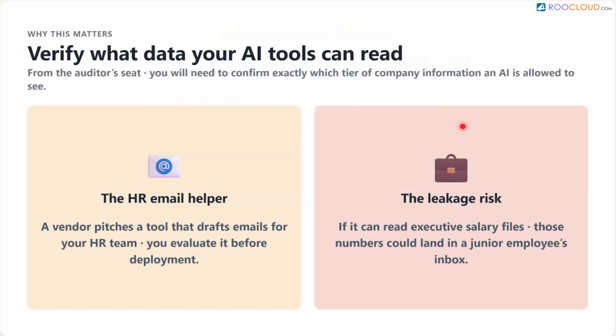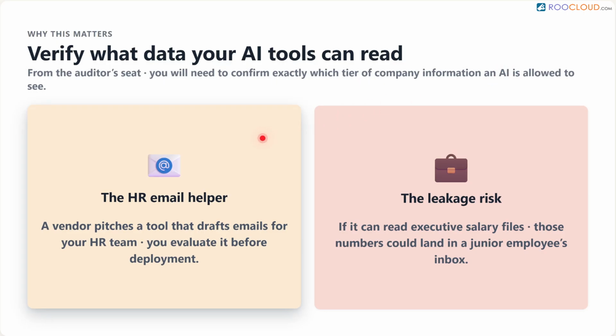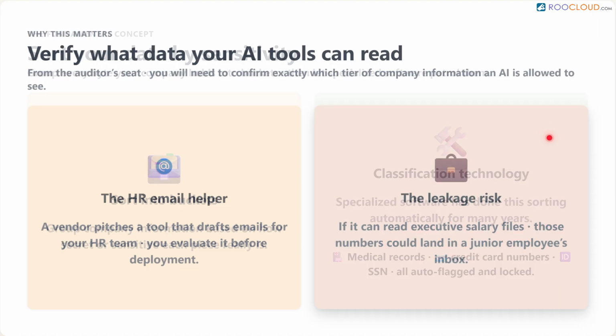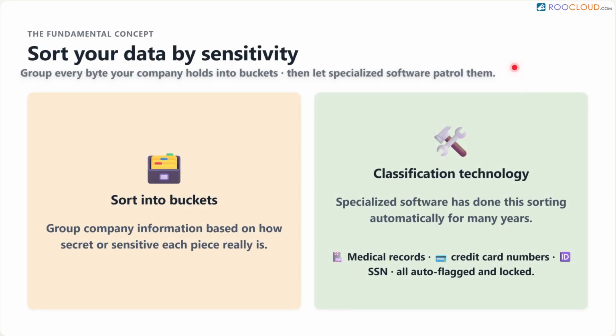In your daily corporate life, you might be asked to evaluate a new AI tool meant to help your human resources team draft emails. If you understand data classification, you will know exactly how to verify what tier of company information that tool is allowed to read, ensuring it does not accidentally memorize and reveal executive salary details to unauthorized staff members. Let us begin by looking at the core challenge of organizing information in an intelligent system.